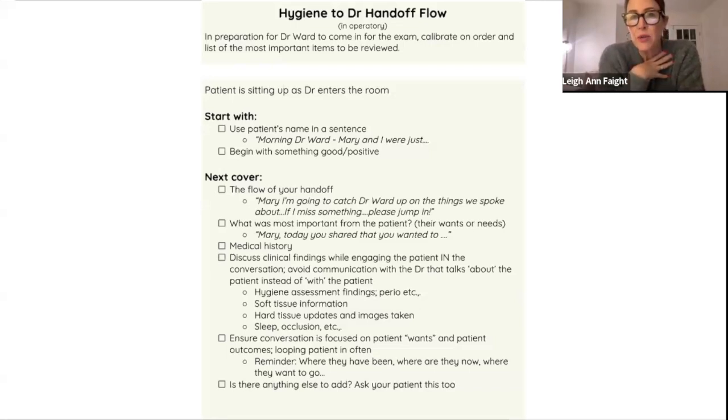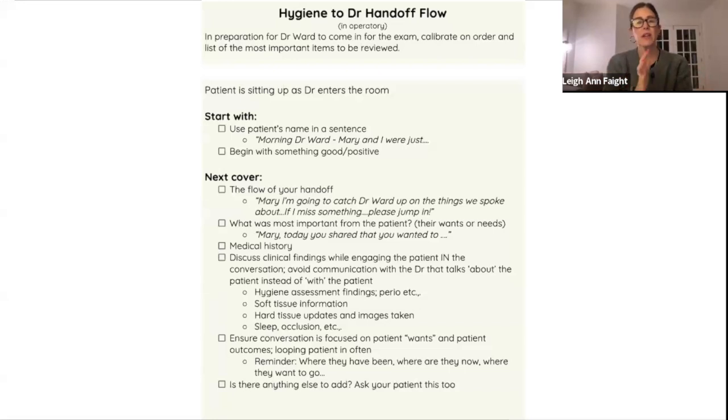I like to, when I do a handoff, tell the patient how the handoff is going to go, or how the flow is going to go. So I might say to my patient, so Mary, I'm going to catch Dr. Ward up on the things that we talked about. You and I went back and forth about several things going on today. So I'm going to catch Doctor up. If I miss something, Mary, will you jump in?